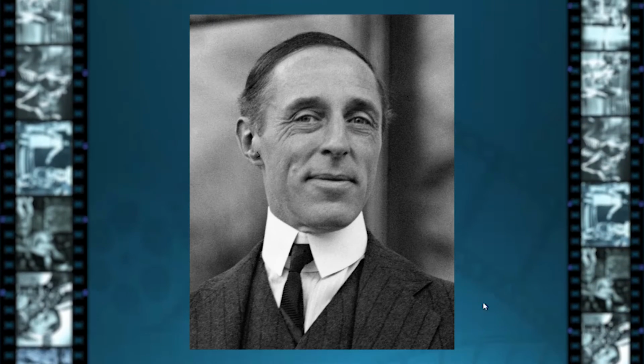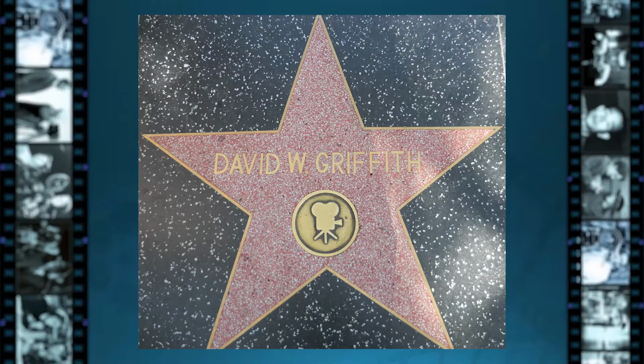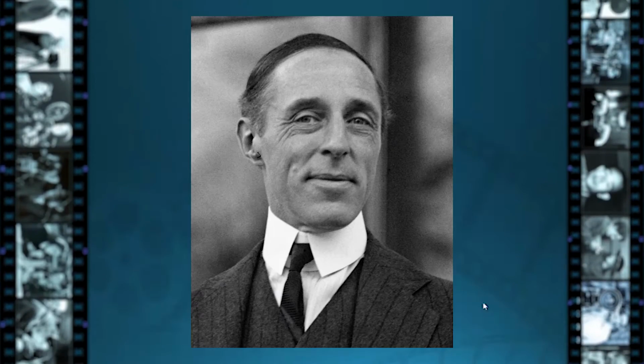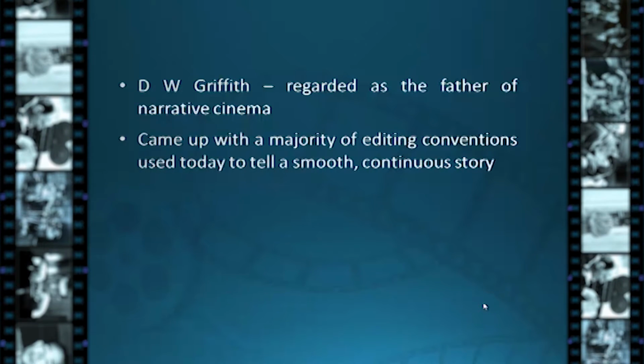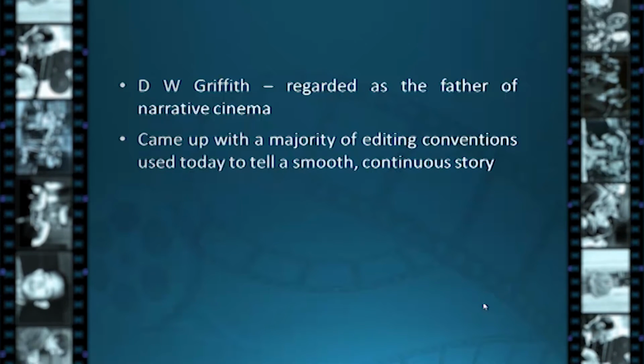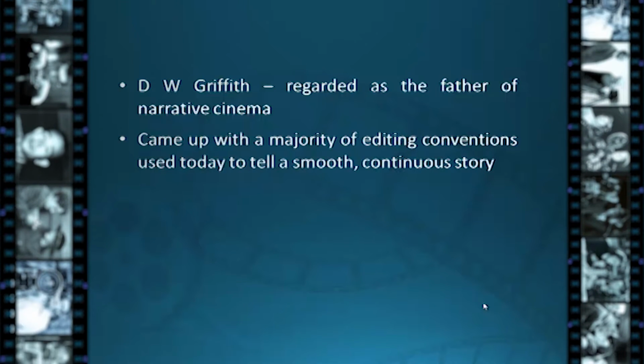Griffith, who was later regarded as the father of narrative cinema, because of the changes he introduced and the kind of experiments he did with cinema, which are the ones that we actually see today. The kind of editing that we are used to today in the films we watch, a lot of it has been developed by this person almost singularly. He came up with a majority of the editing conventions that we are using today, and the idea was to tell a smooth, continuous story.